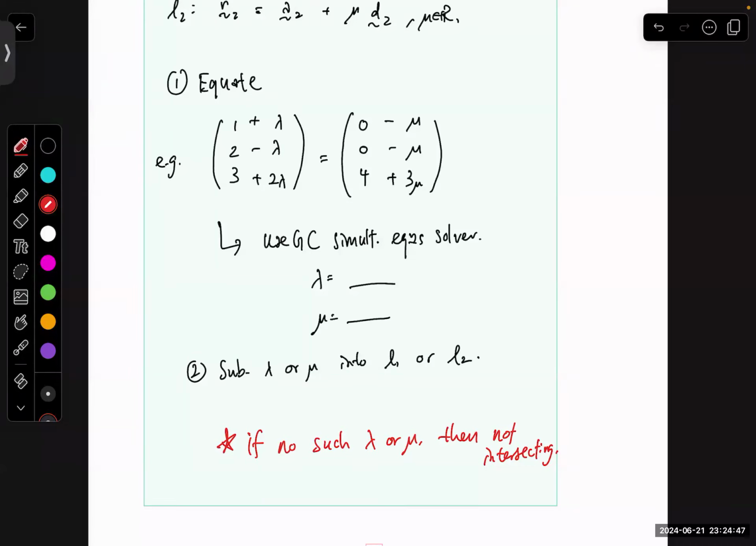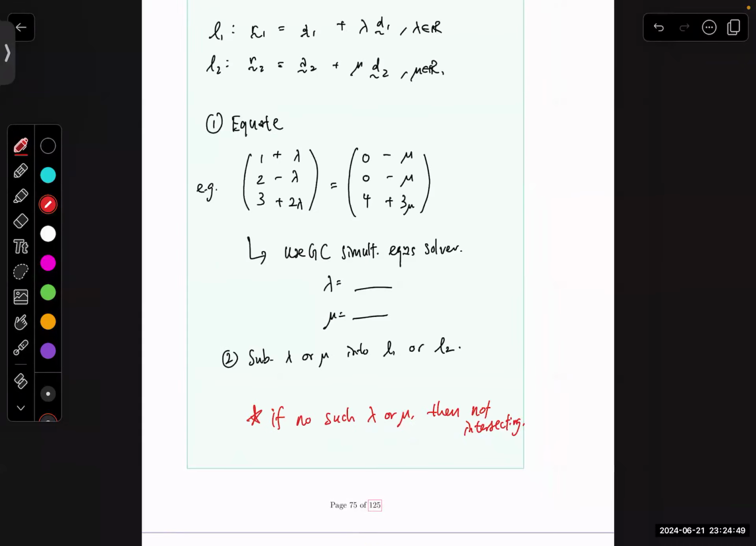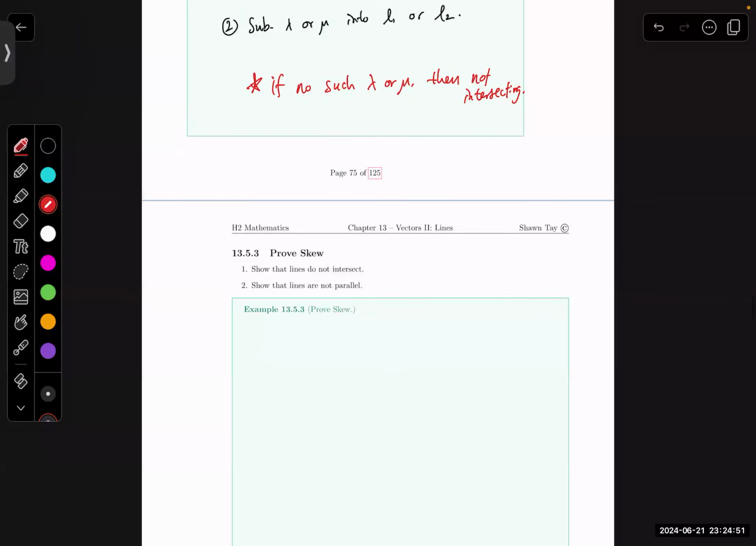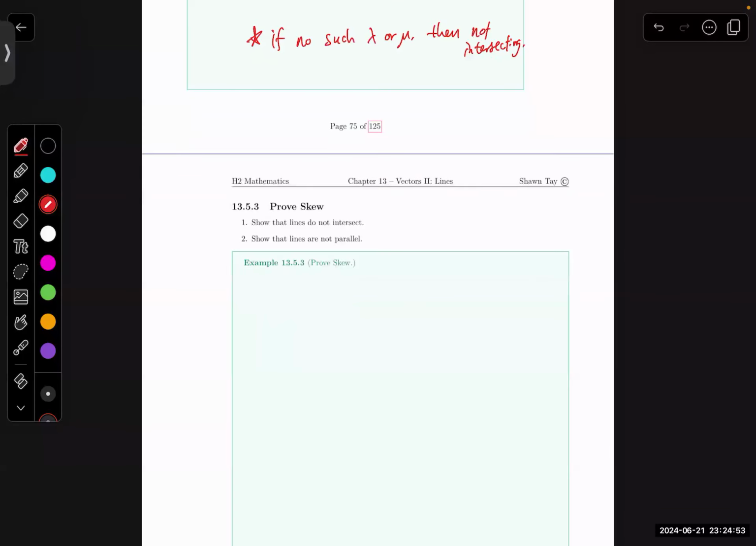Okay, the lines are not intersecting. Now the last one is to prove that two lines are skew. To prove that two lines are skew, we just show that they are not parallel and they don't intersect. Usually the intersection one is the harder one, so you just do the intersection first. If it doesn't pan out, then you just show that it's not parallel.